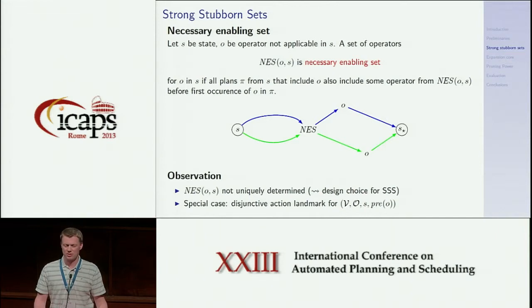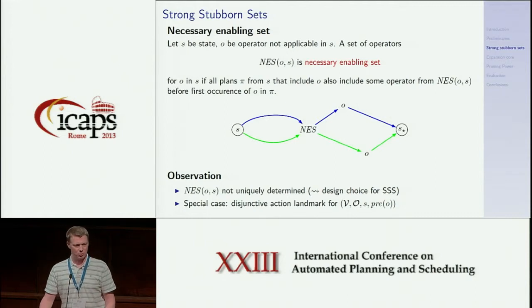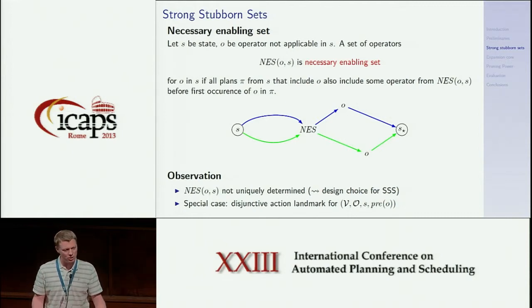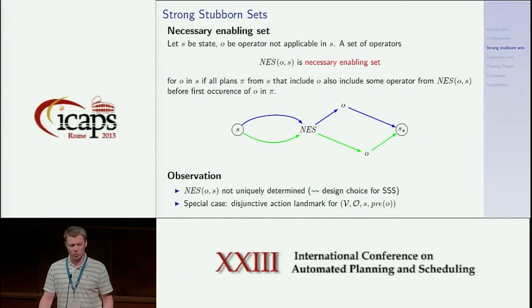Let's suppose we are in a state S, and let's suppose that we have two sequences of actions that lead from S to a goal state, the blue one and the green one, that also include O. Then both sequences of actions must hit this necessary enabling set before the first application of O. And having this definition, we have two rather immediate observations.